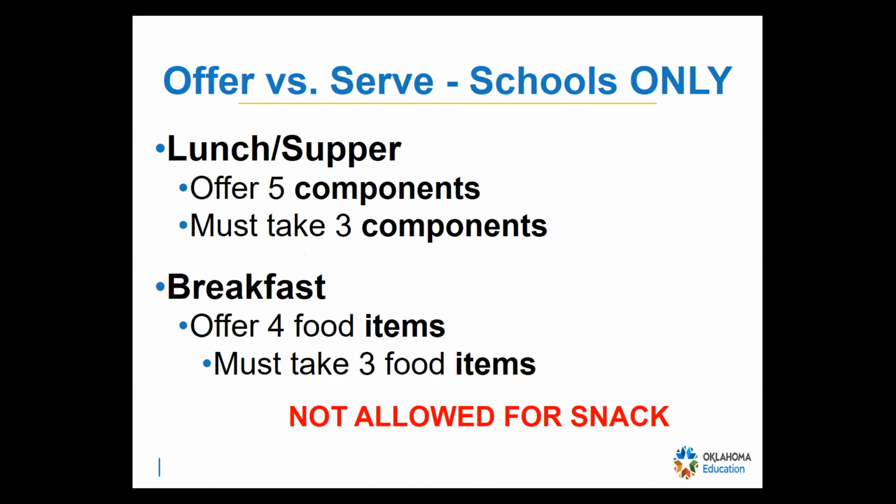If it's a breakfast item, you have to offer 4 food items, and it can be from any of the components. Well, you have to have a grain, a fruit, and a milk. But the other item can be anything else. You have to offer 4 food items, and then the child can take 3 out of the 4. Offer versus serve is not allowed for snacks. At snack time, the child has to take both components to be reimbursable.